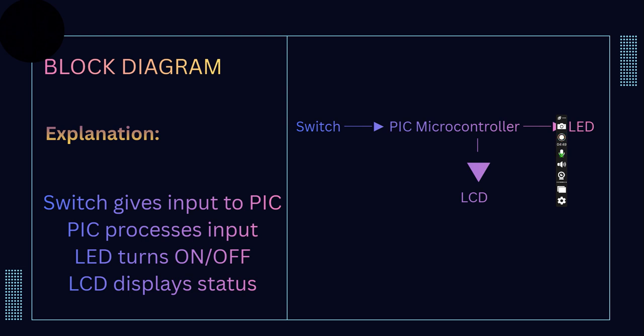This block diagram makes it easy to understand the flow. The signal starts from the switch, then goes into the microcontroller, and finally, the response is seen at the LED and on the LCD display. So, just by looking at this diagram, we can clearly see how a simple user action at the switch is processed and then converted into visual outputs in a project.